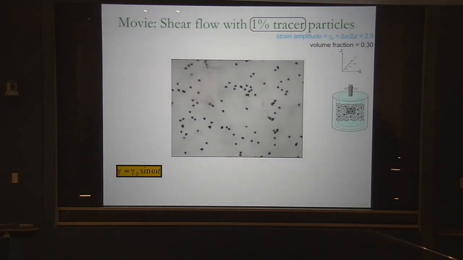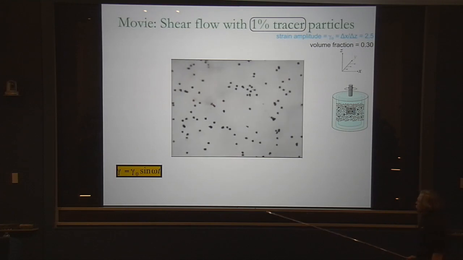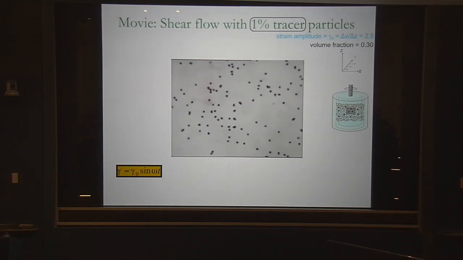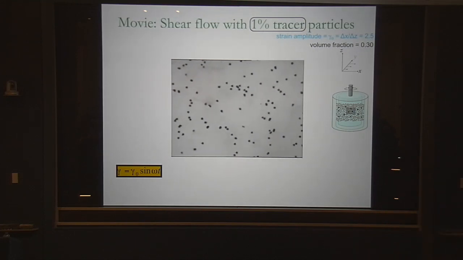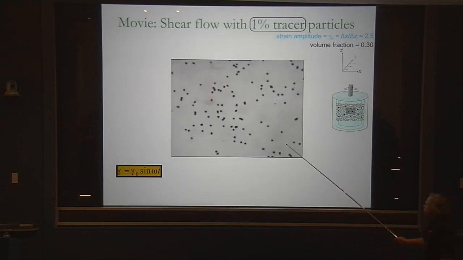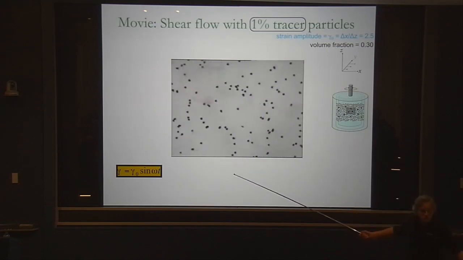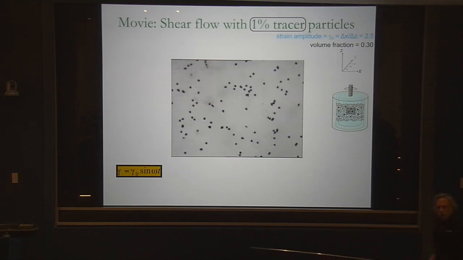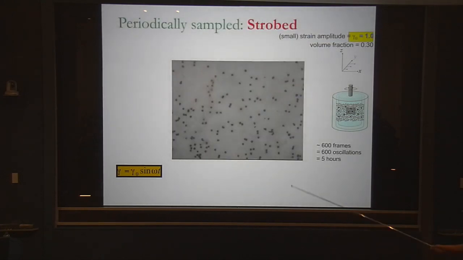And what they look like, if you look from the side with a camera, and here you're only seeing 1% of the particles. The others are index matched with the fluid, so you see right through them. You see 1% of the tracers to watch what the flow looks like. And this is them going back and forth as you shear it one way and then the other. And you can't tell from this whether they're reversible or not. If you want to tell whether it's reversible, you want to strobe it. So you take a picture only at the same time each cycle, and what that looks like is this.